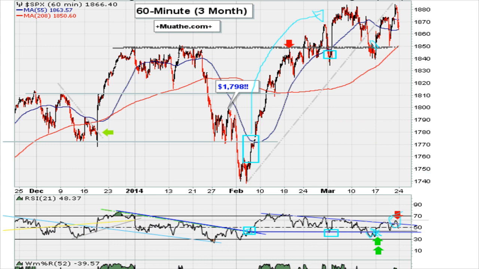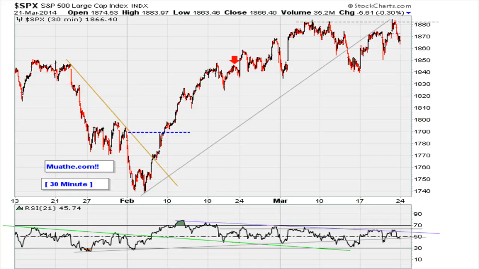So to me, the thinking here is more than likely a continuation of the pullback. If you take a look at the S&P 500 30-minute chart, you see failed breakouts here, which is not a good sign. Failed breakout there. There was a back test of this line here, right there, which was this general area, which was rejected.